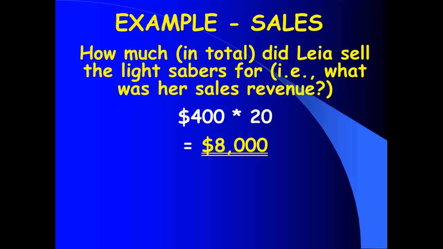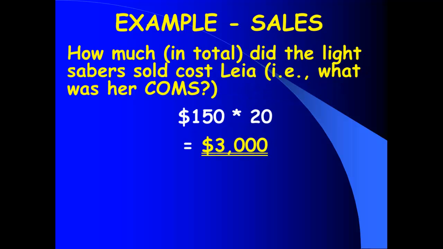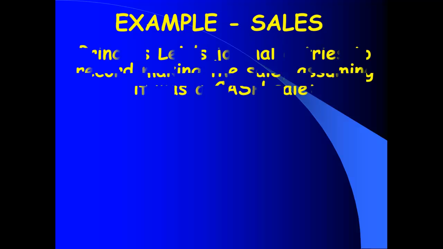The second number we need to know is how much did those lightsabers in total cost her when she purchased them? $3,000. $150 each times 20? $3,000. Those are the two numbers we need. $8,000 is going to be the amount of the first journal entry. $3,000 is the amount of the second journal entry. Well, let's make some entries.